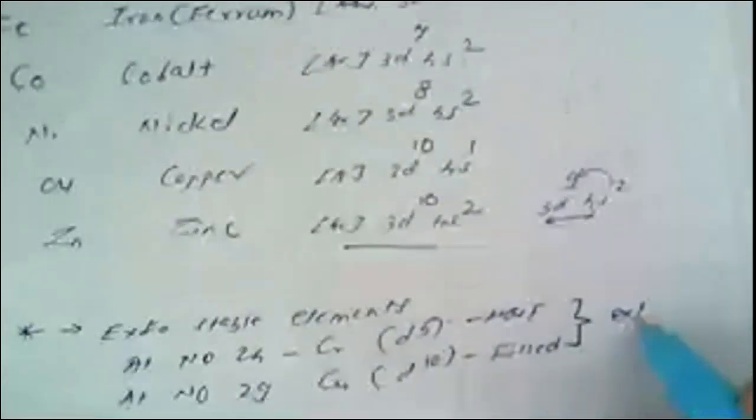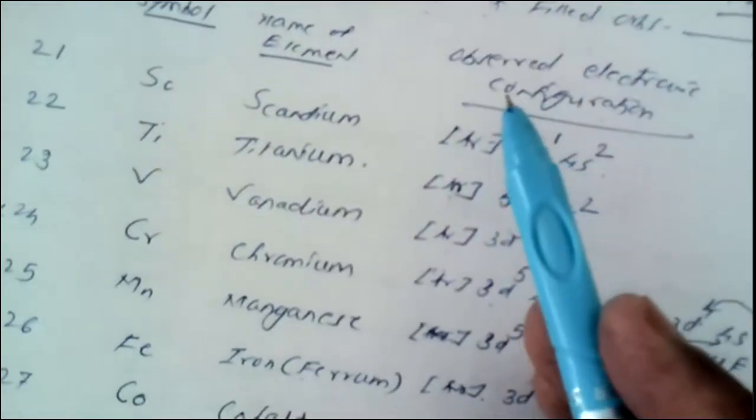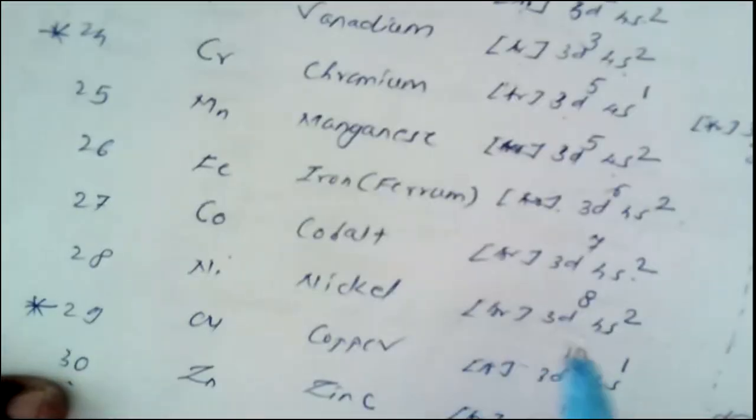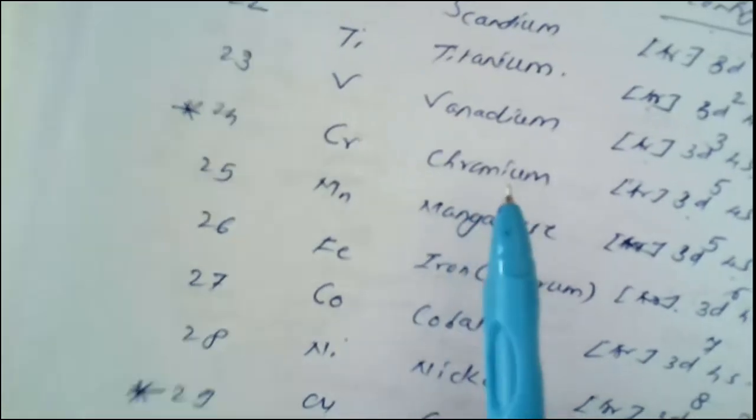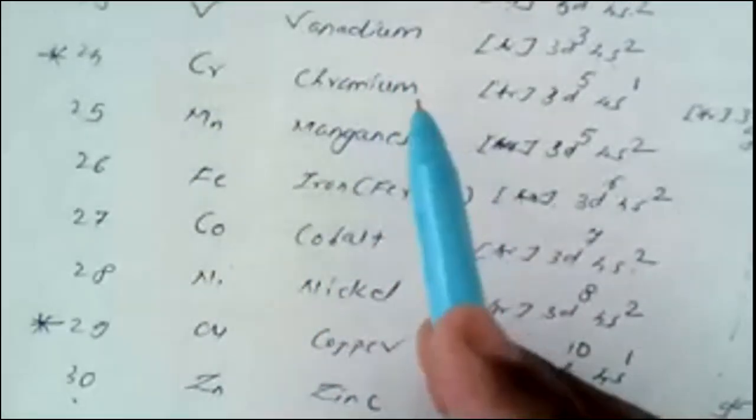They offer extra stability to the corresponding atom or ion, and hence all these elements do possess a stable electronic configuration, but chromium and copper offer extra stable electronic configuration to the copper or chromium atom in its ground state.